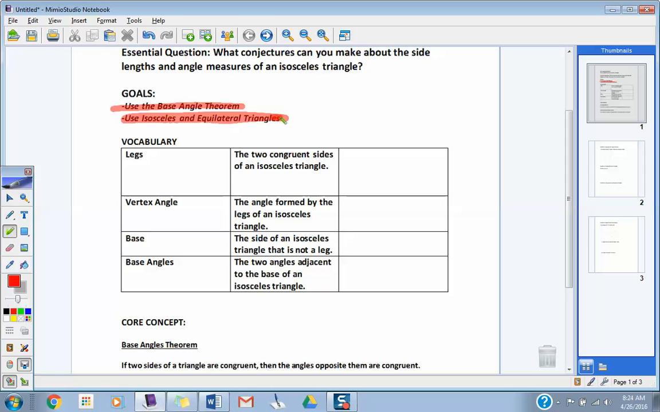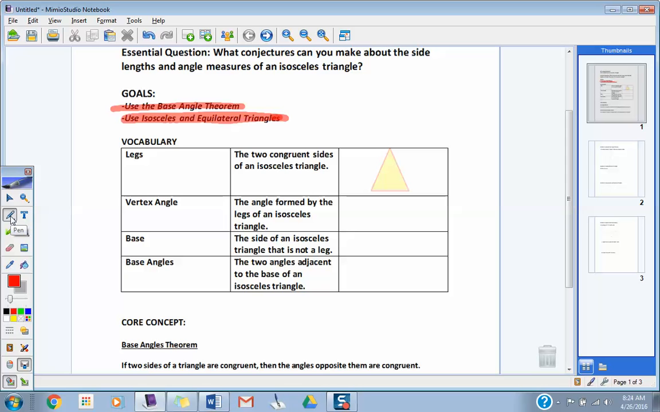Okay? Legs in this section. Legs. Volunteer to read that definition for me. The two congruent sides of an isosceles triangle. Okay, two congruent sides of an isosceles triangle. So if I was going to go ahead and draw my isosceles triangle like so, you might want to go ahead and draw this in here quickly. Okay, that'll be the two congruent sides in an isosceles triangle.